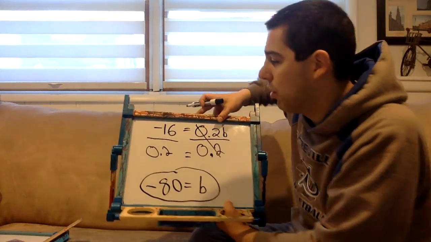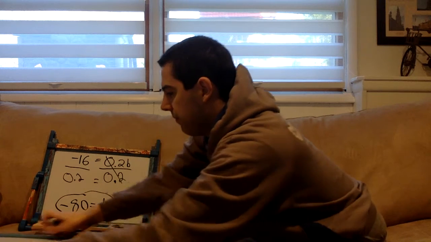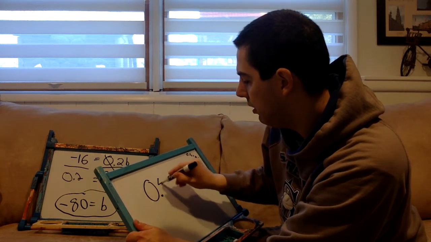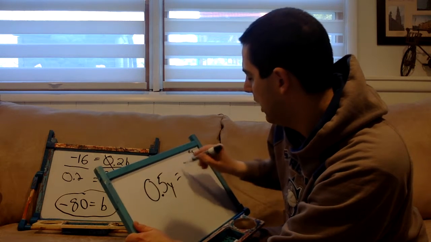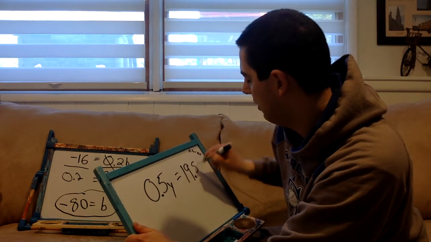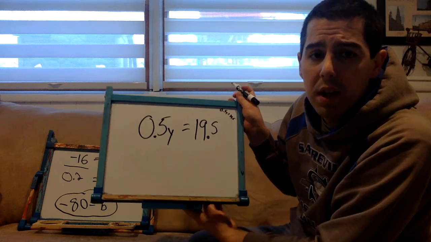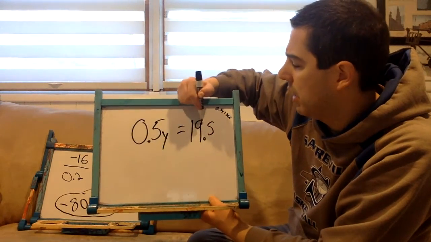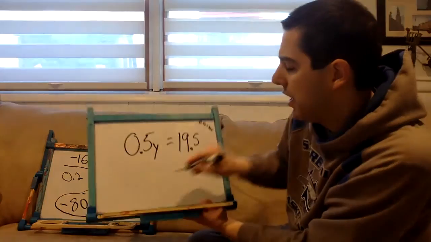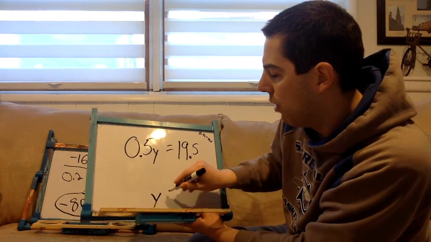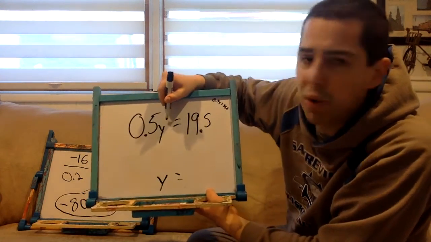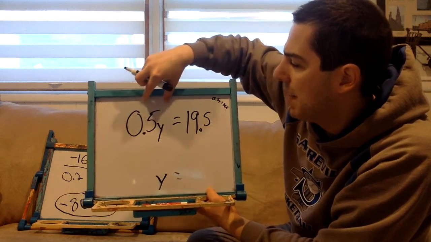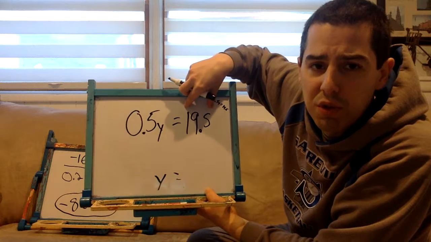I'm going to show you one more example. 0.5y equals 19.5. So I have 0.5 multiplied by some number equals 19.5. I'm trying to find the solution. What replacement value can I use for y that would make this a true statement? It's all about equality. What makes the left side equal to the right side?